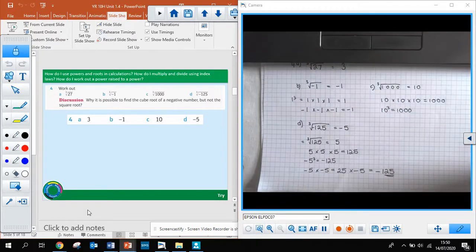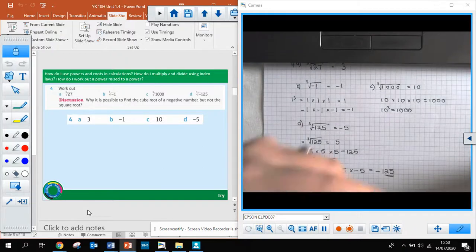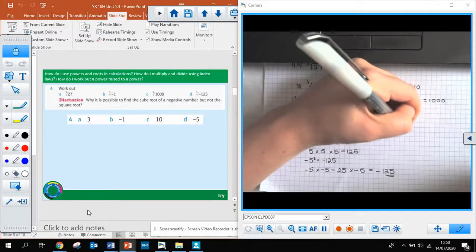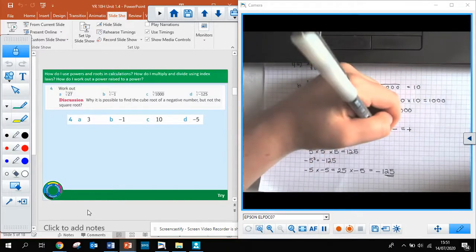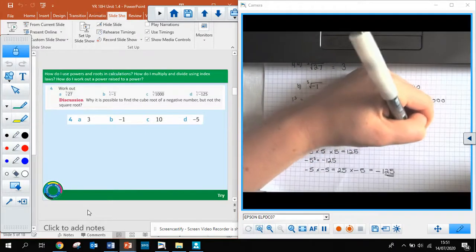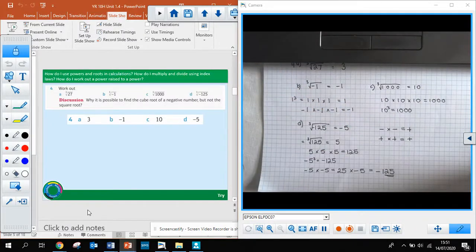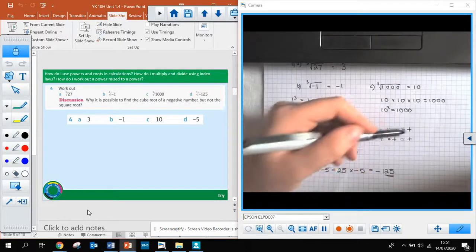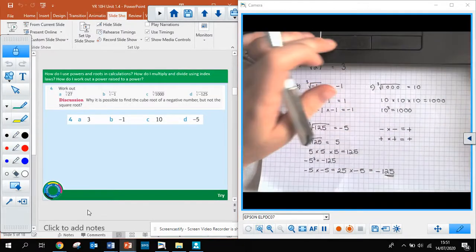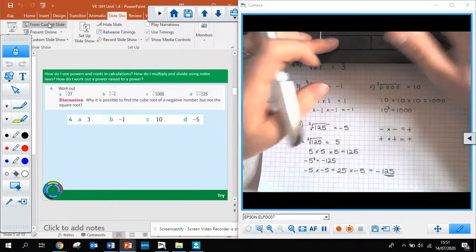Then the discussion point says, why is it possible to find the cube root of a negative number but not the square root? Well, the reason is because if you multiply two of the same signs together, you'll always have a positive outcome. We know a negative multiplied by a negative is a positive, and a positive multiplied by a positive is a positive. So if something is being squared, it's being multiplied by itself twice, and therefore we're always going to have a positive result. Okay, carrying on.